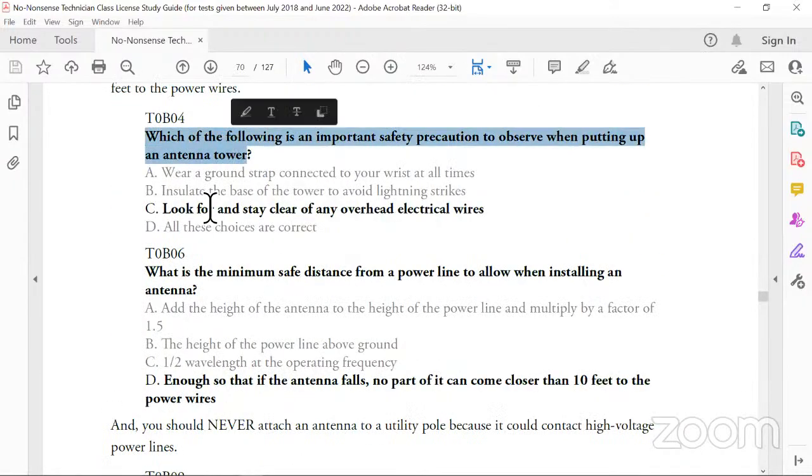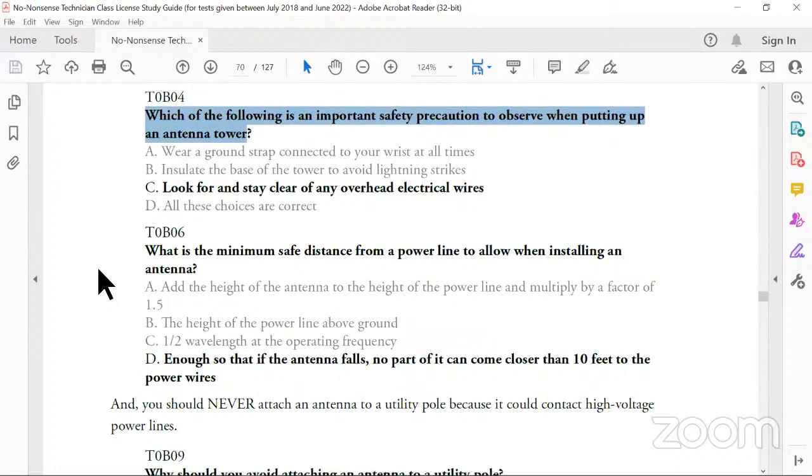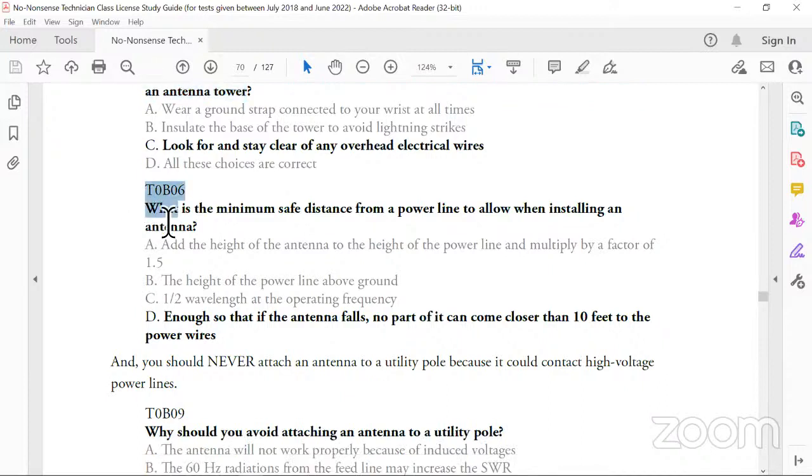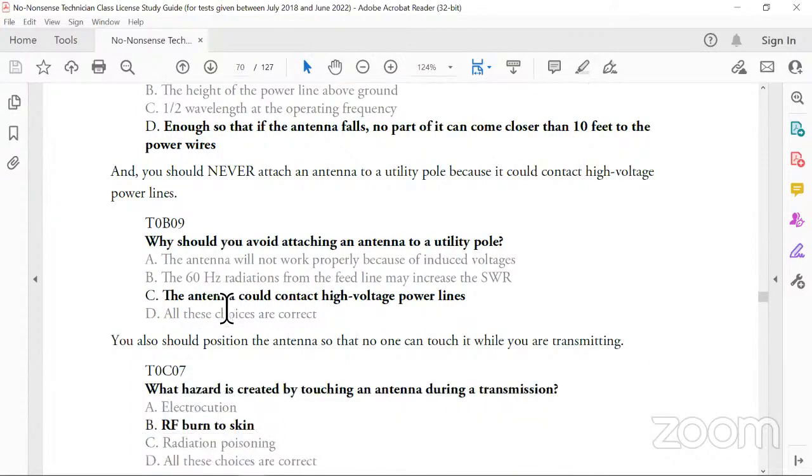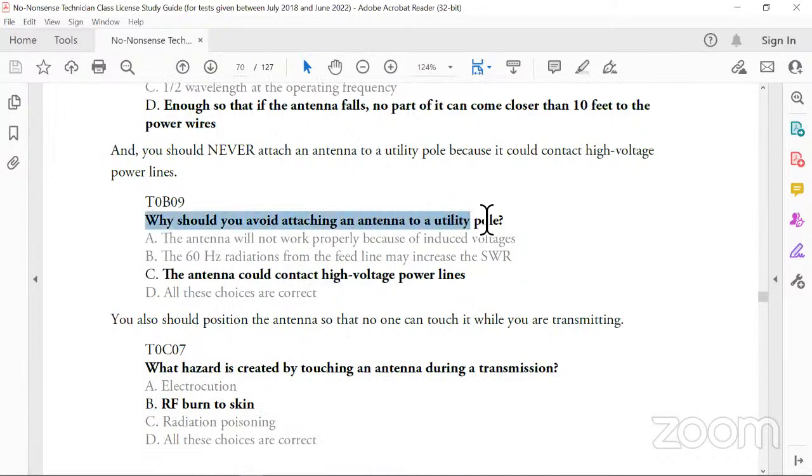All right, next question in the question pool. Which of the following is an important safety precaution to observe when putting up an antenna tower? Well, we have to make sure that we look out for and stay clear of any electrical wires overhead. What is the minimum safety distance from a power line to allow when installing an antenna? Remember, I said if it falls, no part of it can come closer than 10 feet to the power lines. So you need to have that headroom, minimum 10 feet.